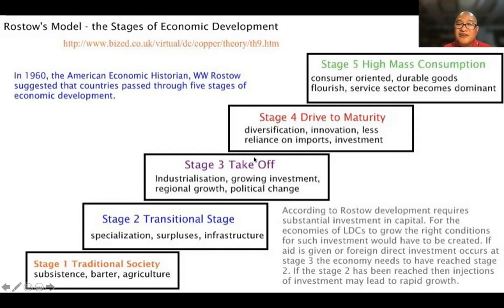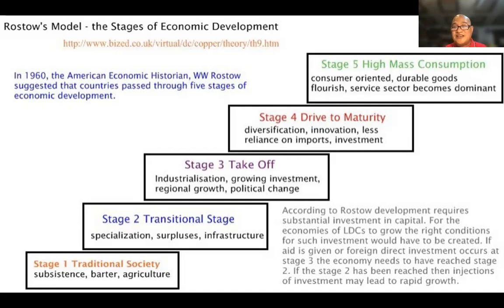Then at stage 4, there's a drive to maturity, diversification, innovation, and less reliance on imports and investments, in which the export products become more diverse, not just limited to certain classes like agriculture. Now it's possible that the country will be able to export high-end technology products. And that would be more the norm at the stage 5, or the so-called high mass consumption economy, which is consumer-driven, service-driven, goods are durable, and the service sector really becomes dominant.